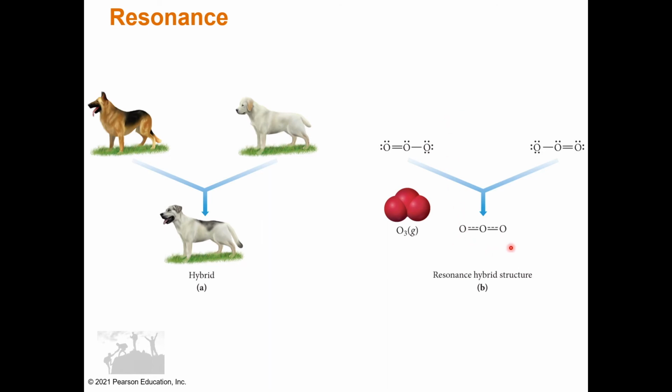The resonance hybrid for O3 is a combination of these 2. So it's not like ozone goes back and forth between these 2 structures. It really is just a mixture of the 2.